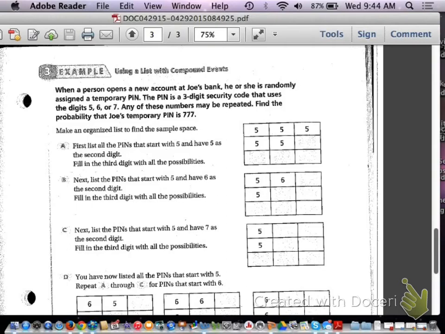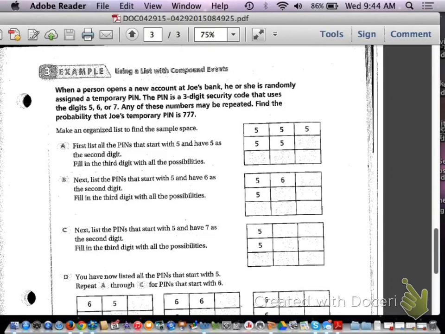Sometimes we want to make an organized list to find the sample space, and this is what you're going to do. First, list all the PINs that start with a 5 and have 5 as the second digit. Fill in the third digit with all the possibilities. Then list all the PINs that start with 5 but have 6 as the second digit. Then next, all the PINs that start with 5 and have 7 as the second digit. Fill in the third digit for all of them.